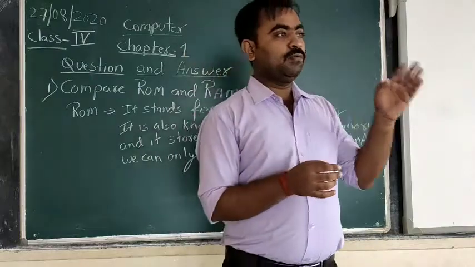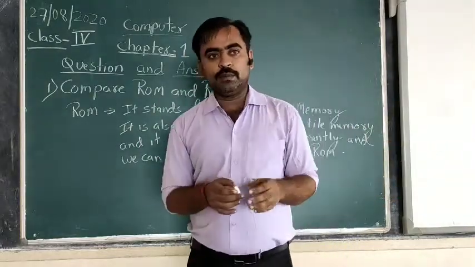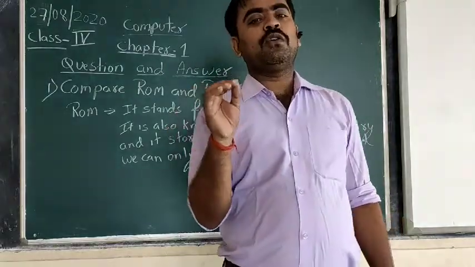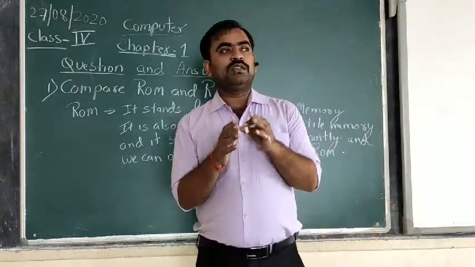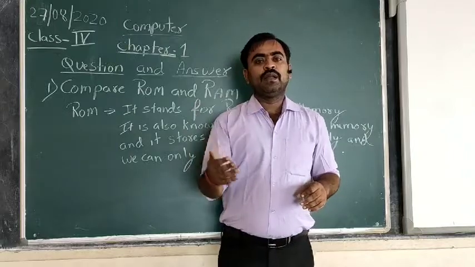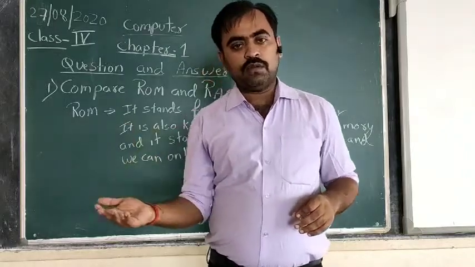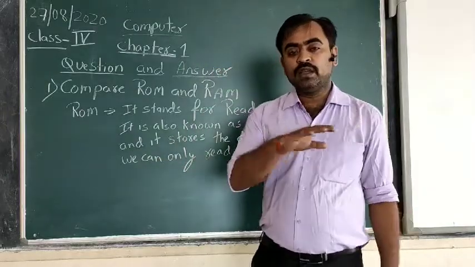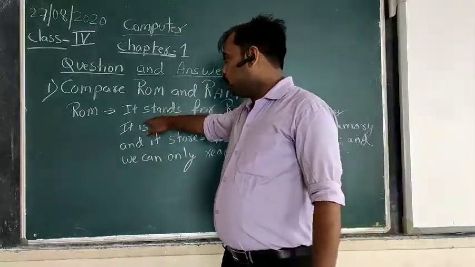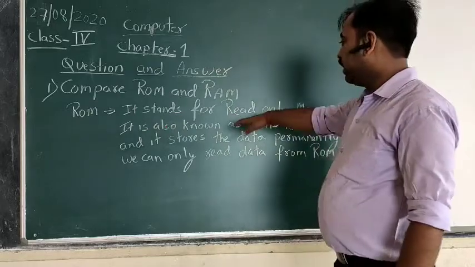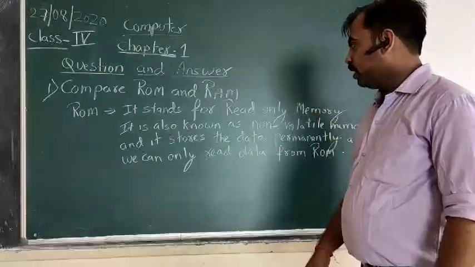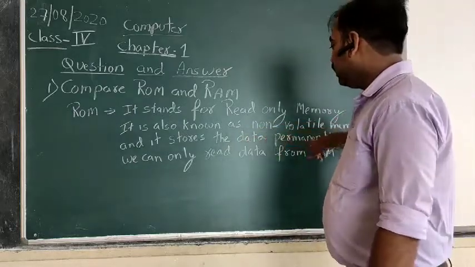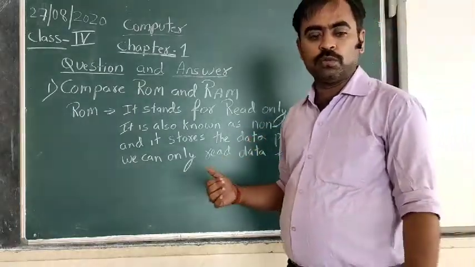Whereas in volatile memory, as soon as you turn off or power off the computer, the data which has been written on the volatile memory will be erased completely, or cleaned. So the ROM stands for read-only memory and is also known as non-volatile memory, and it stores the data permanently and we can only read the data from ROM.